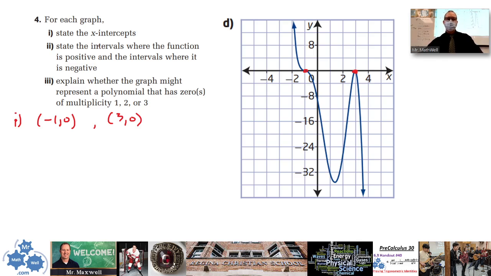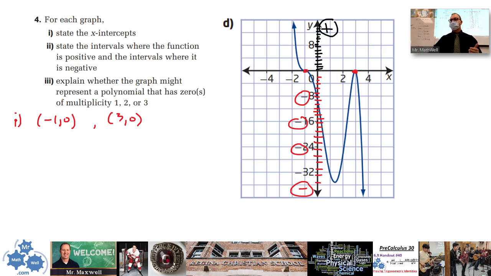Okay, number 2, state the intervals where the function is positive or the intervals where it's negative. So remember, this is the positive up here for y. We're talking about the positive values for y. The negative values would be down here. So it's above the x-axis and below. Wherever this graph is in this area right here, that's where the graph is negative. And wherever the graph is above the x-axis, that's where the graph is positive.